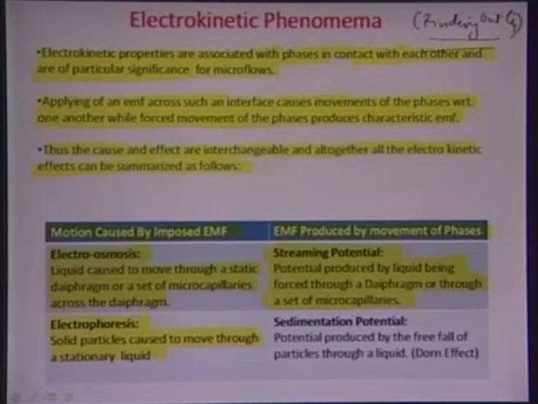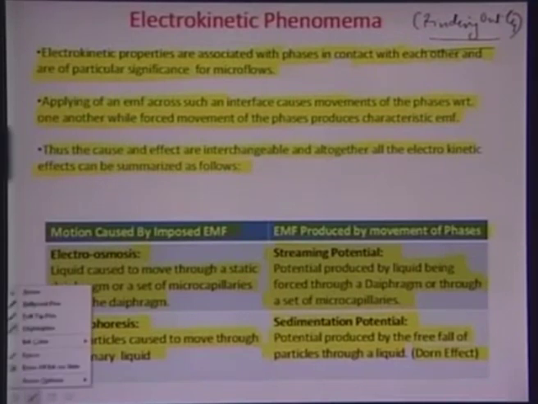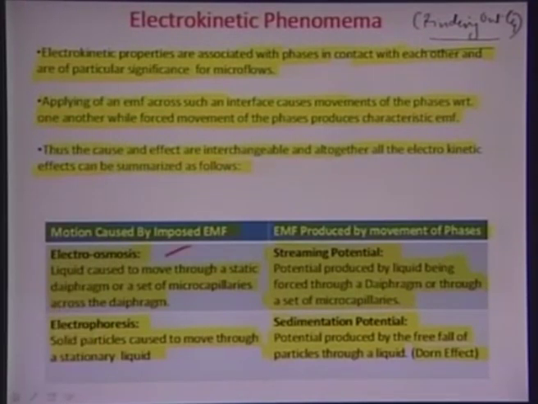The other important effect is sedimentation potential. It is used very often in the chemical industry. So this is the potential produced by the free fall of particles through a liquid. So this is a gravity driven fall of particulate matter in a liquid which would cause a certain amount of potential, and this can give information about the weight of those particles or the rapidity with which they would sediment or settle down. So this is also known as the Dorn effect. Okay. So we would be more interested in studying just a few types, actually these three, in more detail about how a motion can be caused by EMF or an EMF can be caused by motion.